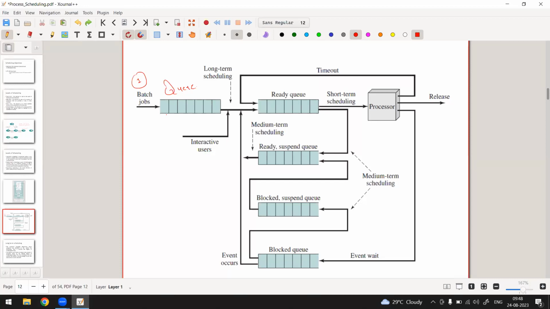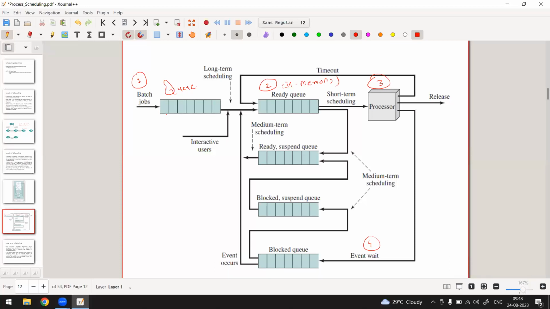This is a ready queue, which is the set of processes which are in the memory and ready to execute as soon as the processor is free. Once the processor is available, the short-term scheduler will schedule one to execute on the actual processor. Then when it is running, after some time, it may have to wait due to an IO request or any other event. So this is number 4, it will wait.